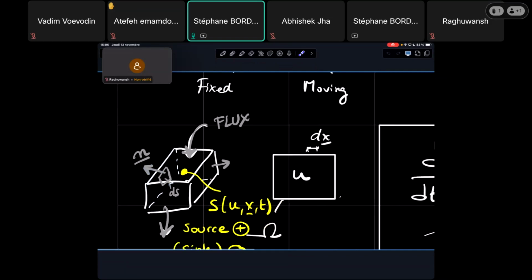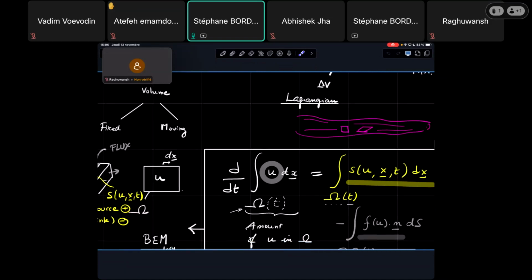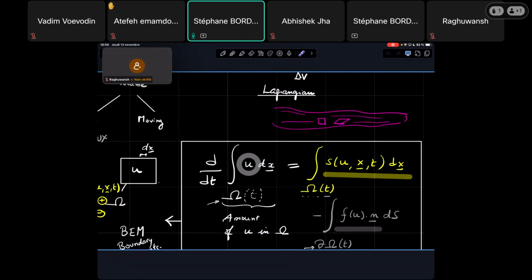Because we are in the continuum hypothesis, we can integrate that over the whole domain, which means that we integrate the total value of U over the domain. U is the quantity that we are interested in, let's say displacement or temperature. We take the total quantity over the whole domain and we differentiate with respect to time. That gives us the change in that quantity over the whole domain with respect to time.